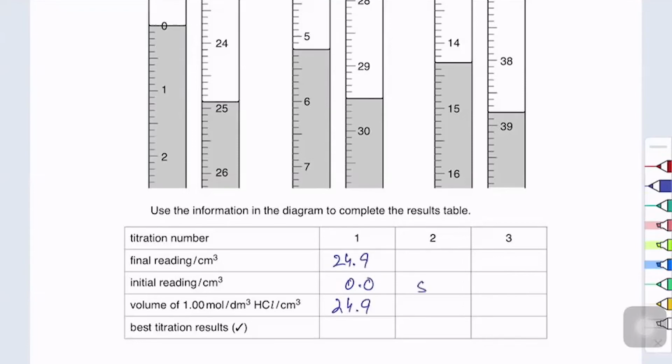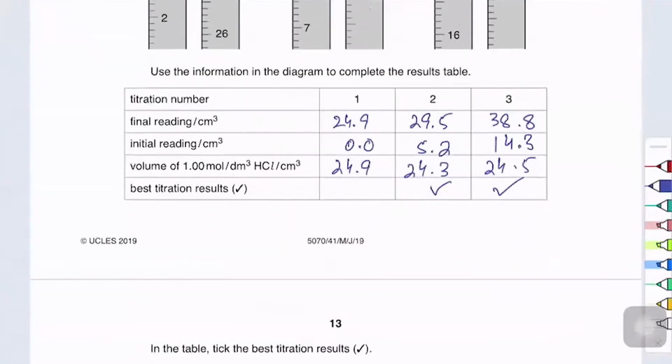This one, 5.2 is initial and 29.5 is the final. So you subtract them, and 24.3 has gone out. And this one is 14.3 as the initial and 38.8 as the final, so 24.5 has been taken out. So the best two are the two closest ones, which are these two. Okay, so I take both of them.